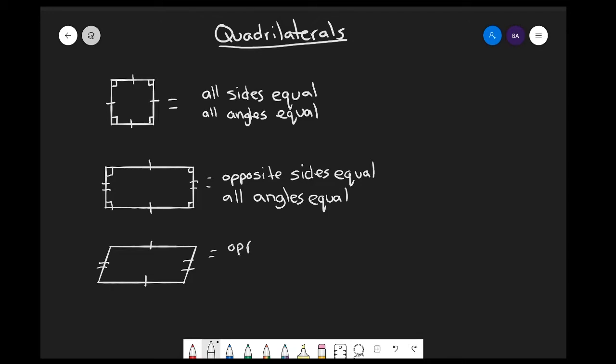So opposite sides are equal. And again, sorry for my writing. I'm trying to write it neat. I just haven't figured out a good way to put my hand down so it doesn't mess things up. But what's different with a parallelogram is that the opposite angles are the same. So this angle and this angle would measure the same, and this angle and this angle would measure the same.